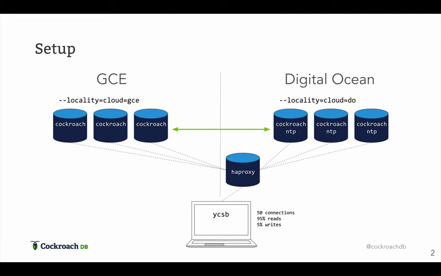In front of the cluster, we're going to run the open source HAProxy load balancer. That's going to be on a separate VM on DigitalOcean. And then on my local computer, I'm going to run our version of the YCSB load generator, which is going to simulate 50 concurrent client workloads, each writing 5% and reading 95%. And that's going to be pointing at the HAProxy load balancer, which is going to distribute the client workloads across the cluster.